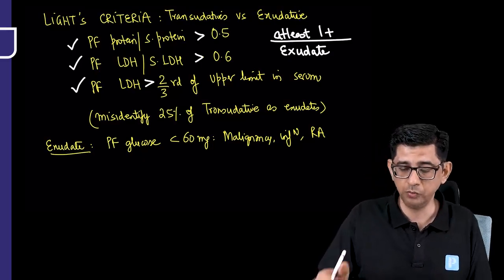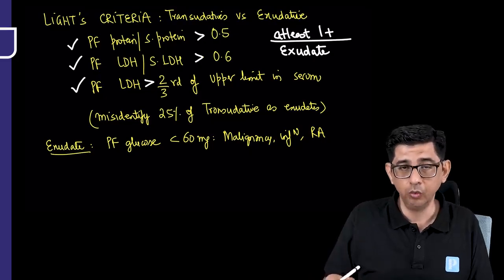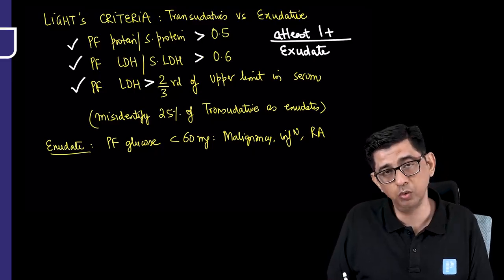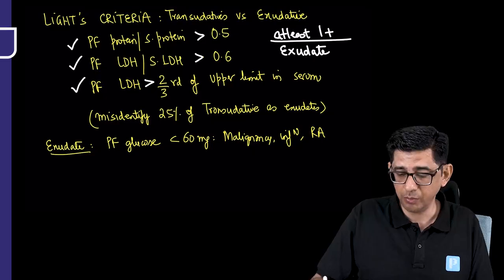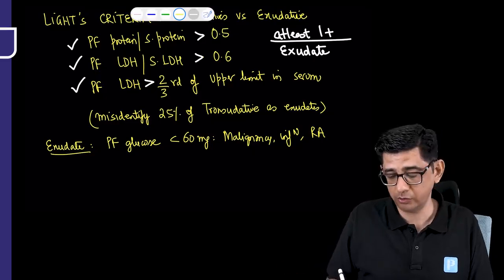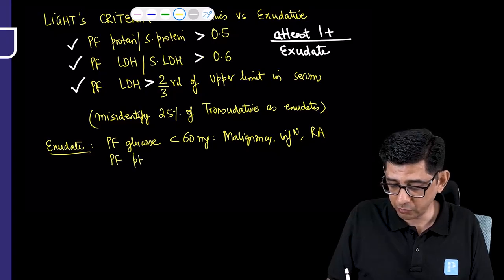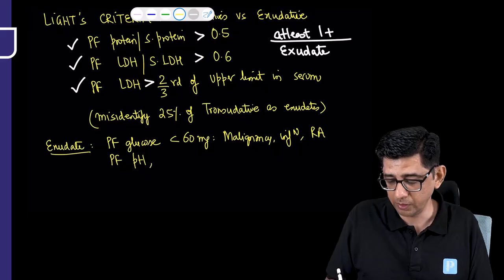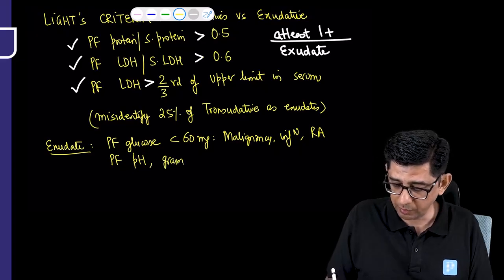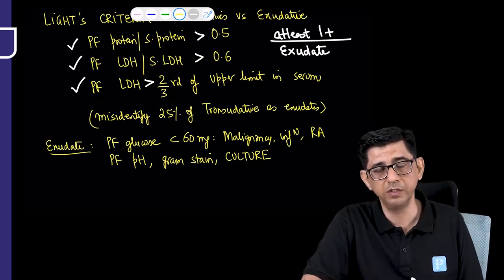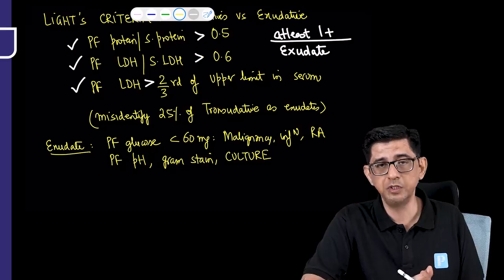All you need to remember is what is a component, what is not, and only if it is determined to be more than 0.5, 0.6, that is when you check the glucose values. And if glucose is less, then malignancy, inflammation, rheumatoid arthritis are to be considered. Apart from this, we'll also check the pH. We are going to send the sample for gram staining so that I can pick up the etiology. I'll also get a culture done. There is a possibility culture may turn out to be negative as well. Gram stain may turn out to be negative as well, because it's not always about an infection.